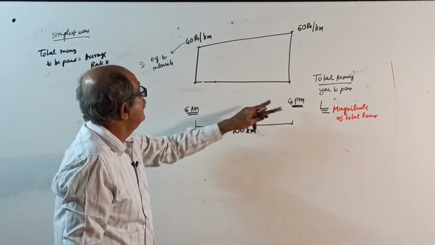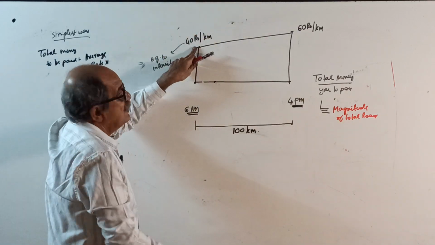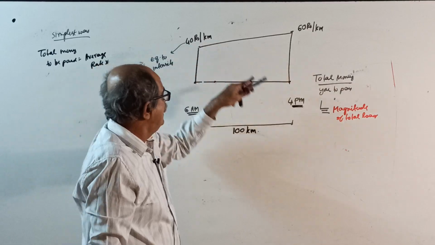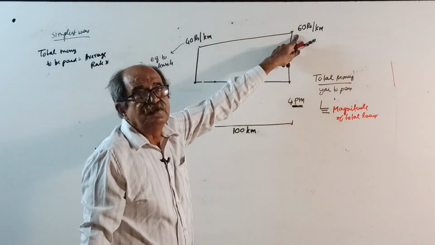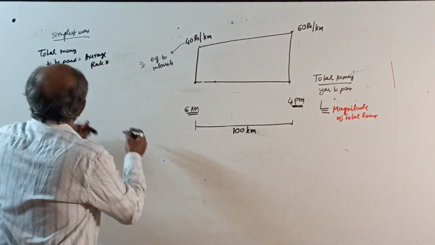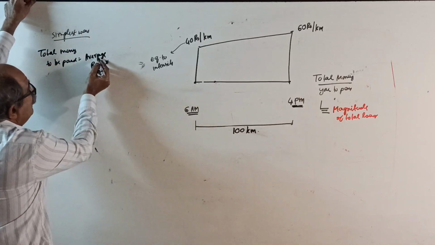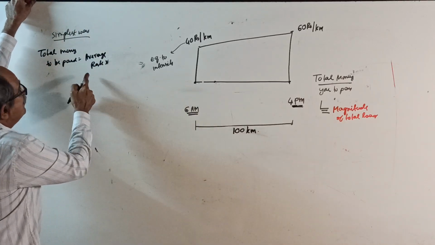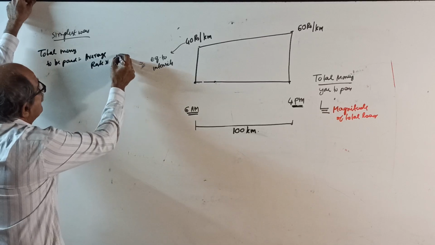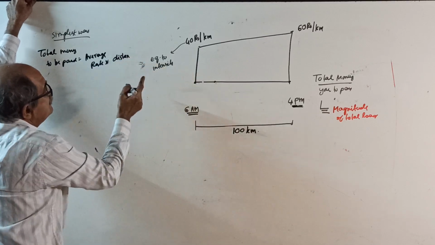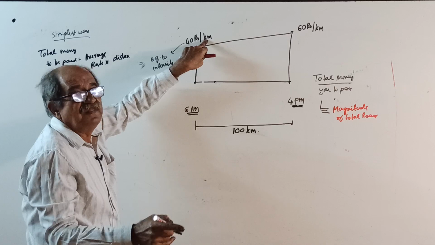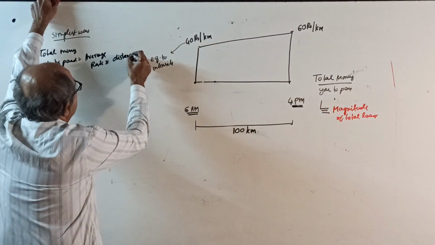This is the distance. At 6 a.m. the rate is 40 rupees per kilometer. At 4 p.m. the rate is 60 rupees per kilometer. Therefore the average rate, in rupees per kilometer, into the distance traveled gives the total. Otherwise, you put rupees per hour here. Distance traveled.